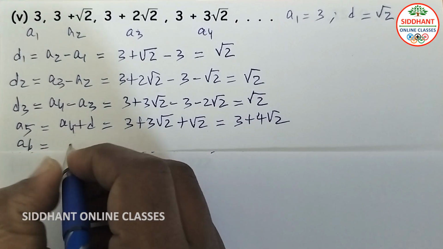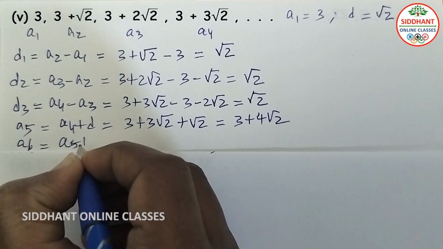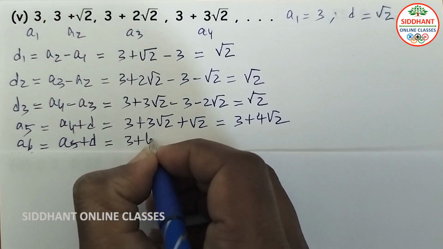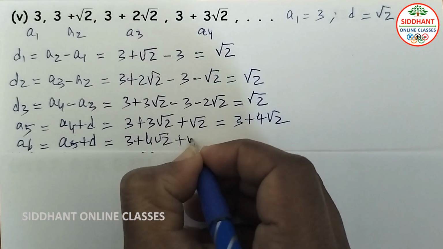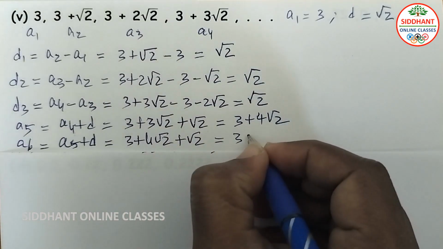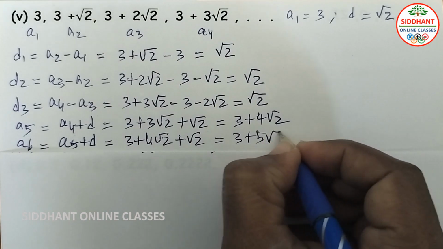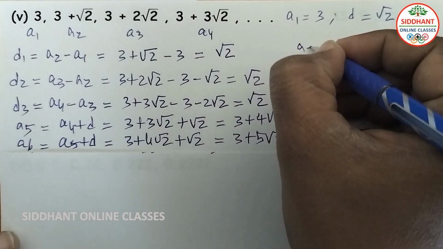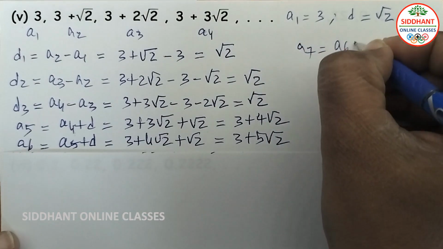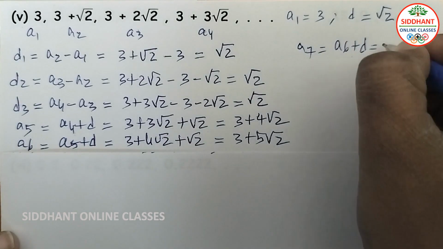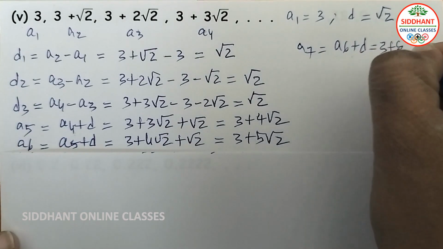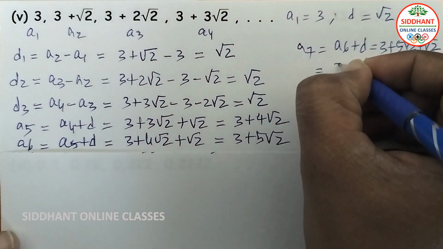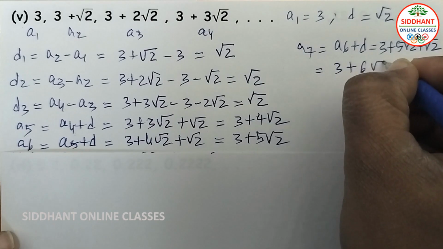a6, when you are going to say, is a5 plus d, that equals 3 plus 4 root 2 plus root 2. So that equals 3 plus 5 root 2 here. Now a7. So a7 is equal to a6 plus d. So that equals 3 plus 5 root 2 plus root 2. That equals 3 plus 6 root 2 here.